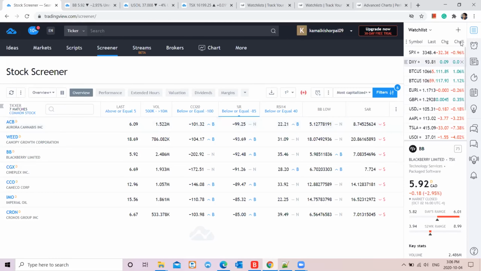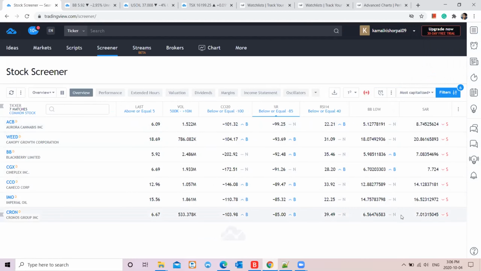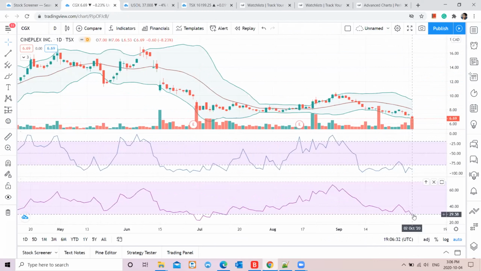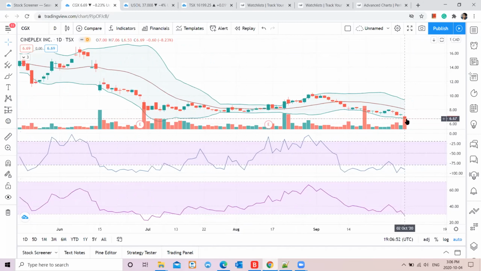Now, let's look at Imperial Oil or Cineplex Incorporation. Let's look at Cineplex, CGX. It's getting ready to move up from the lowest point of the day, right from June onwards. Low of 6.5. The minute I see 2 green candles, I will enter this trade for a target of 10. Target of 10, not even 16, just 10.